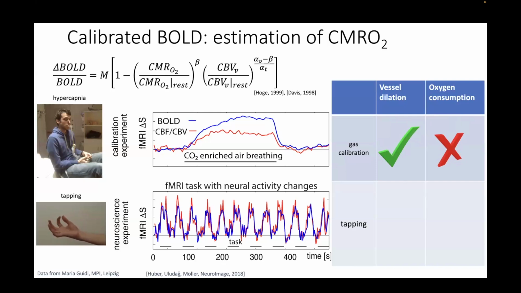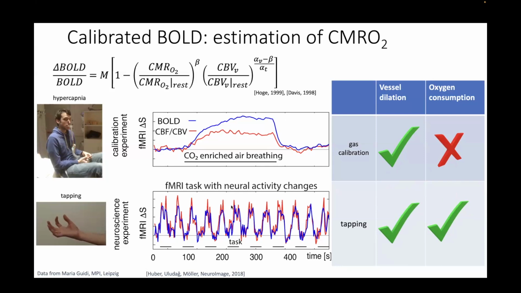CO2, hypercapnia, is a very strong vasodilator. And you can see that the BOLD is extremely high. Blood flow and blood volume are kind of a moderate response to that. Now, in the second experiment, we are interested in what the brain does during the neuroscience task. For example, during tapping here, we would have a vasodilation as a function of the increased neural activity, and it triggers the vessels to open up.